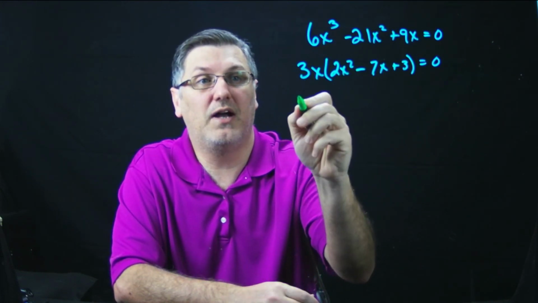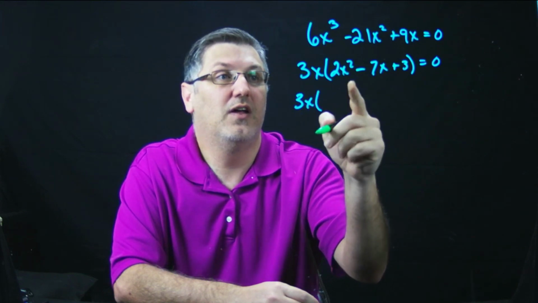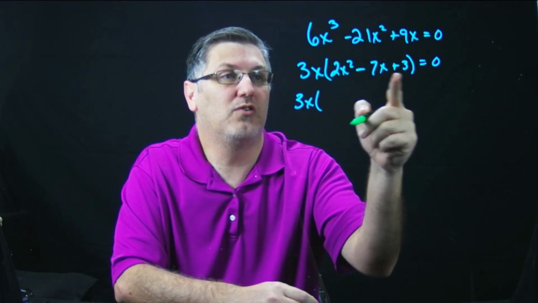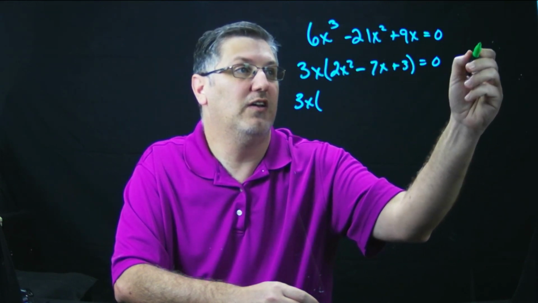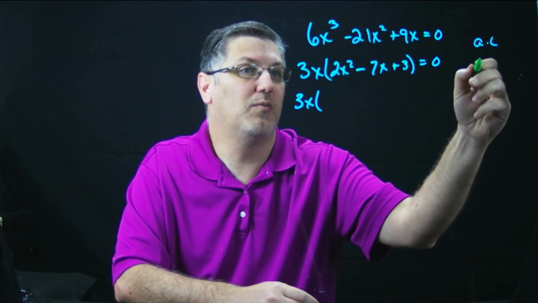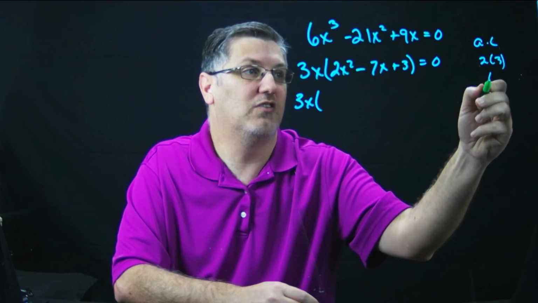From here, this middle part is going to factor, so we want to factor this because it's a quadratic. So we're going to keep my outside term, 3x. But now we're going to look to see how this factors. So I'm going to do a times c, which is going to be 2 times 3, which is 6.